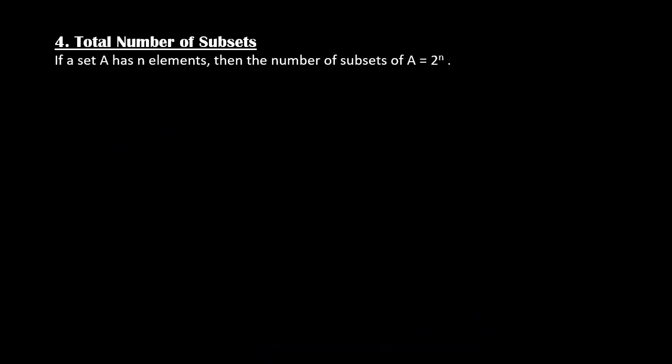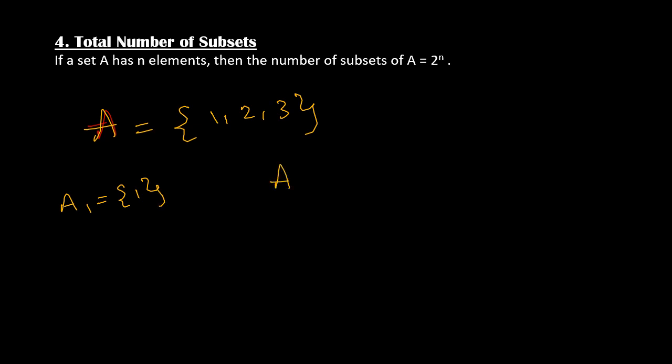What is the total number of subsets? In this problem I have taken A. Let us take the previous example only, which is {1, 2, 3}. Can you tell me what the subsets are? Let us assume some A1, where A1 is {1}. Can I say A1 is a subset of A? Yes, obviously, because every element in A1 is contained in A.